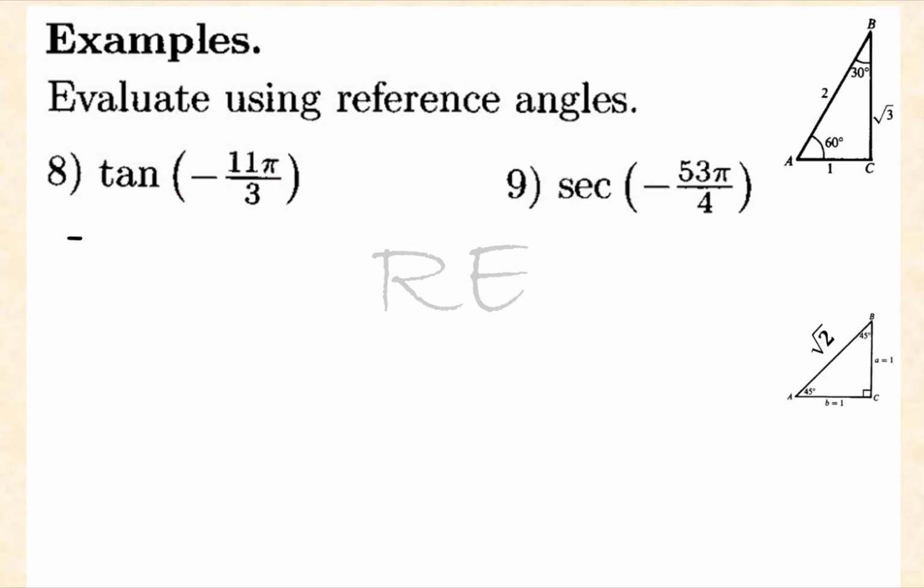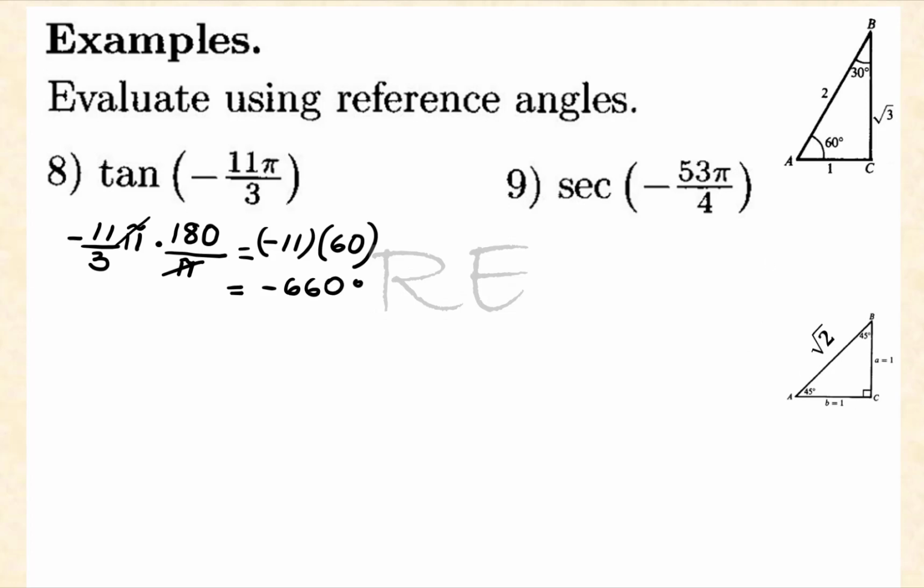Using reference angles, we're going to calculate tangent of negative 11 pi over 3. First, we're going to convert negative 11 pi over 3 into degrees. Negative 11 pi over 3 times 180 degrees over pi will be equal to negative 11 times 60, 180 divided by 3, which is negative 660 degrees.